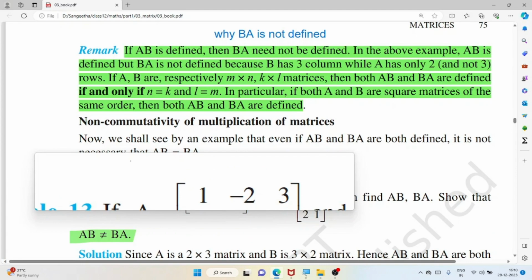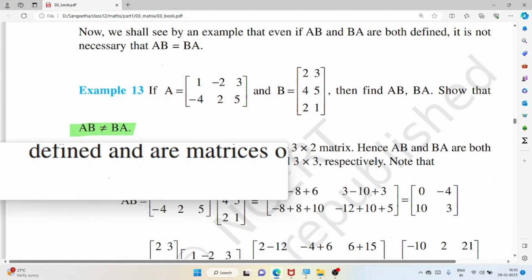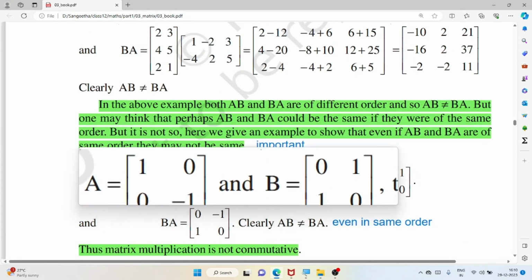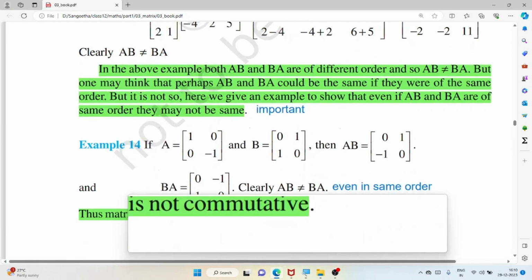Okay, the condition for BA is that BA is not defined. AB is not equal to BA. See, this is important. You read in the above example that AB and BA are of different order, and so AB is not equal to BA.